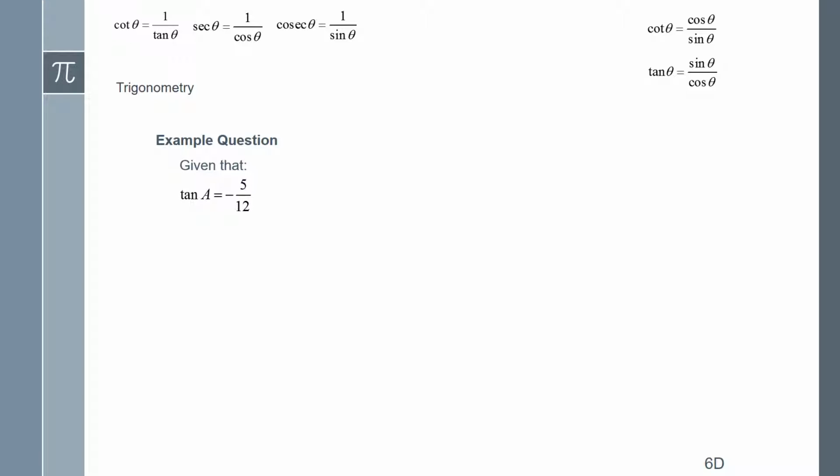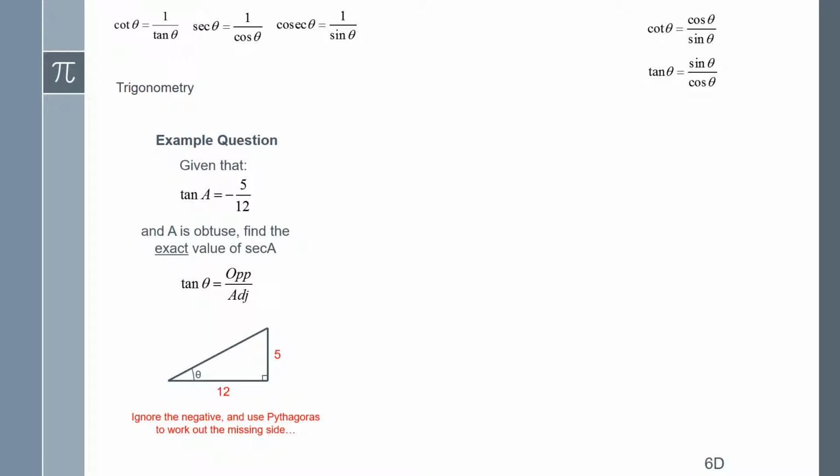Given that tan A is minus 5 over 12, and A is obtuse, find the exact value of sec A. Tan A is the opposite over the adjacent. If we draw a triangle, then 5 over 12 is tan A. One of them is minus, we can live with that because it's an obtuse angle.